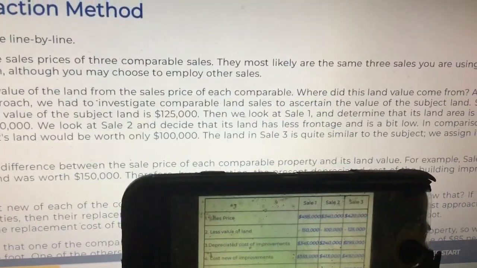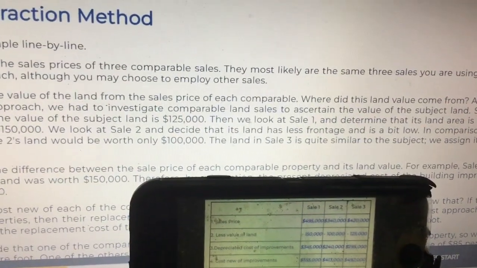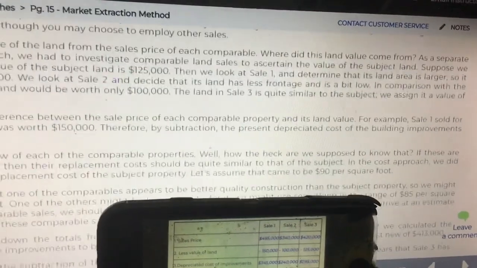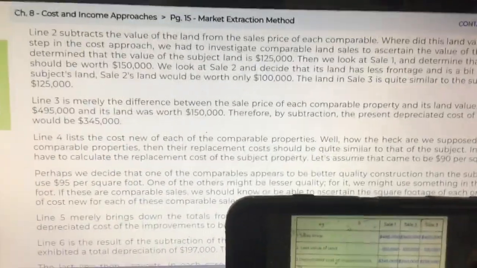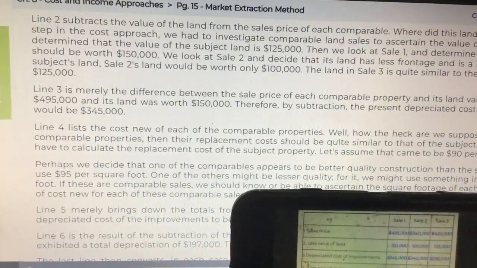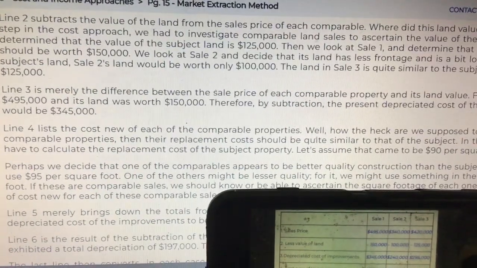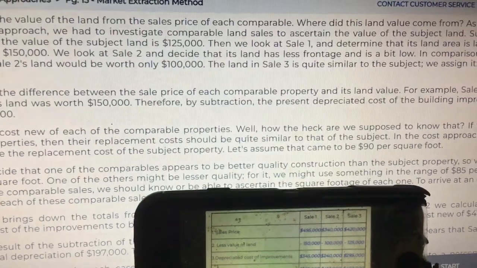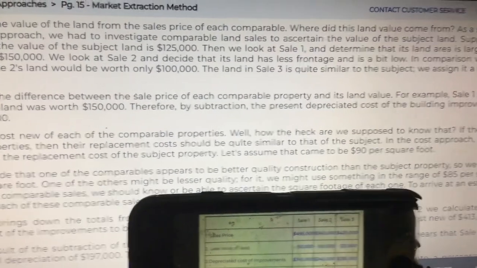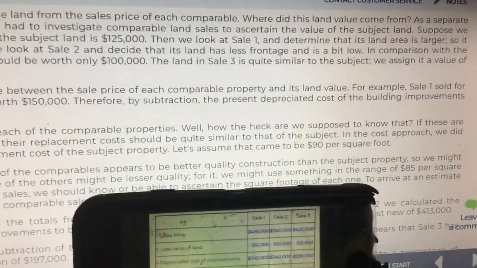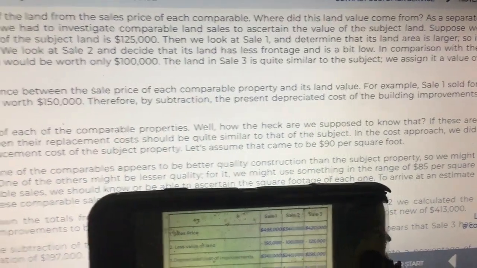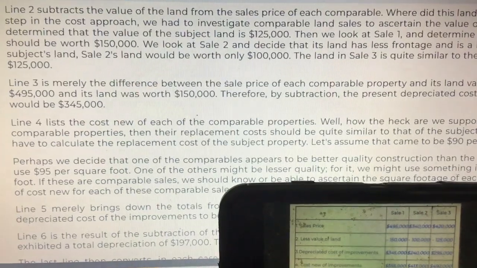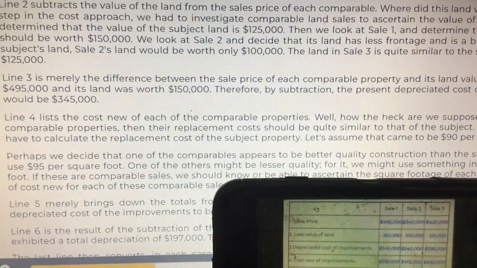Where did this land value come from? As a separate step in the cost approach, we had to investigate comparable land sales to ascertain the value of the subject land. Suppose we determined that the value of the subject land is $125,000.